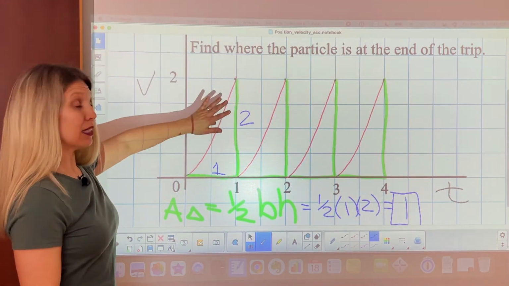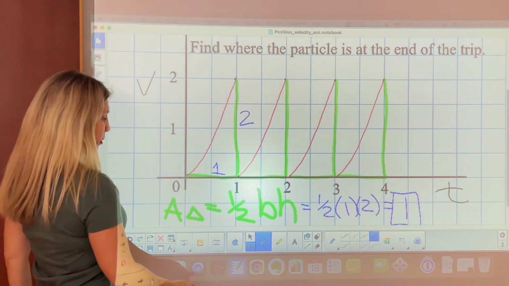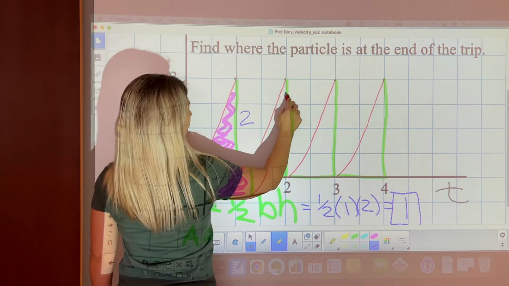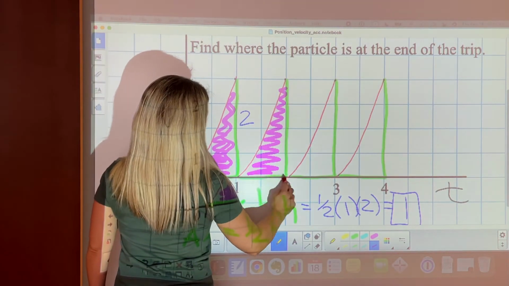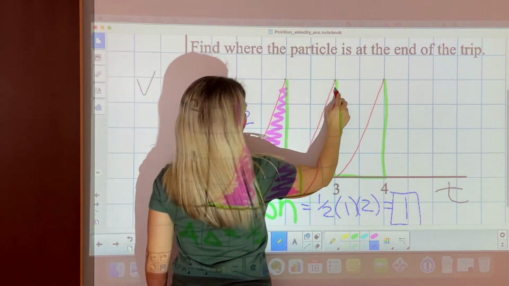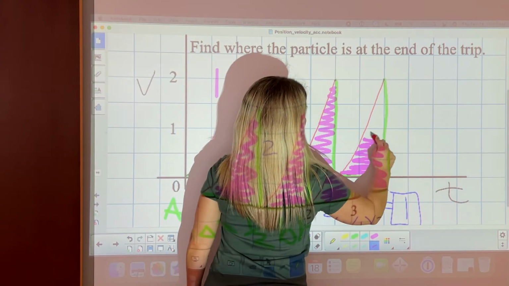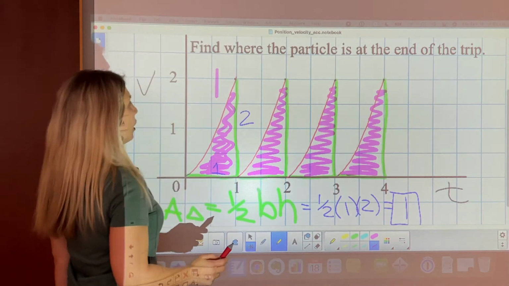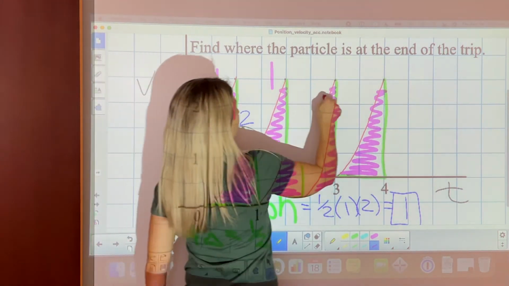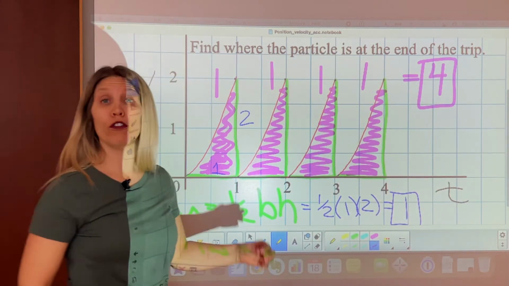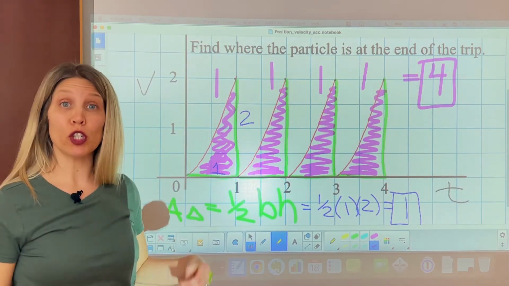So each of these areas are 1. So each of these areas, you fill all this in, all of these equal 1. Okay, I'm going to put a 1 right here so we remember. That's all the area under the curve. So 1, 1, 1, 1, a total of 4 units. That's how much you moved.